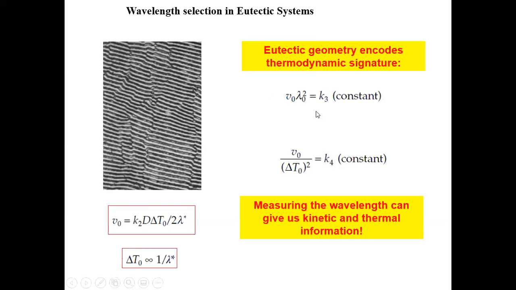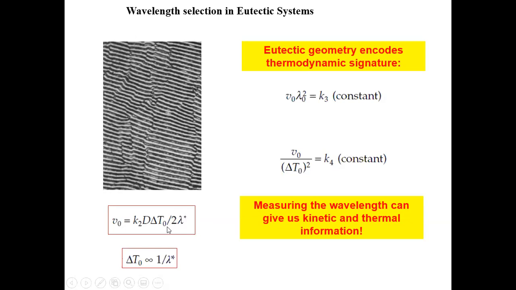By considering the relation between these, I think here lambda naught is simply lambda star. So we can have another two very useful relations that are typically used in the analysis of eutectic structure. The first one: if you look at the relation between these and realize that T naught is inversely proportional to lambda star, again we do not care about the coefficient, but if you plug in T naught as 1 over lambda star, you have lambda star squared here, right?